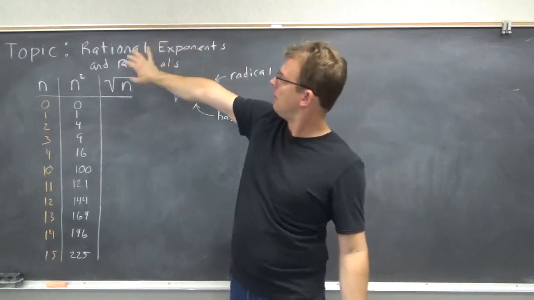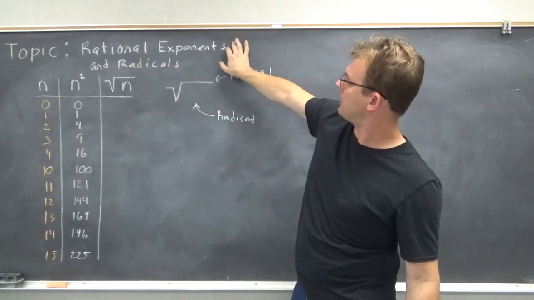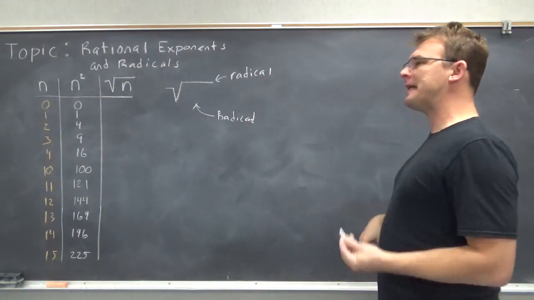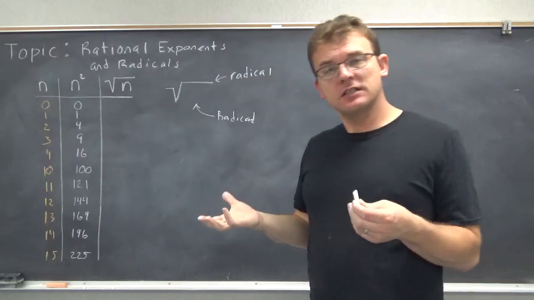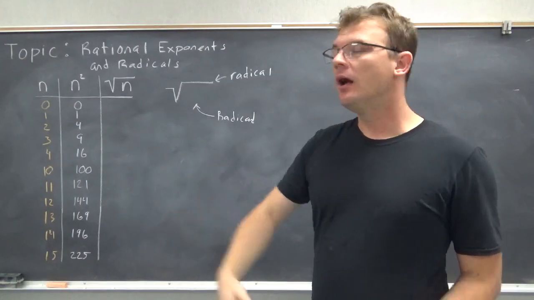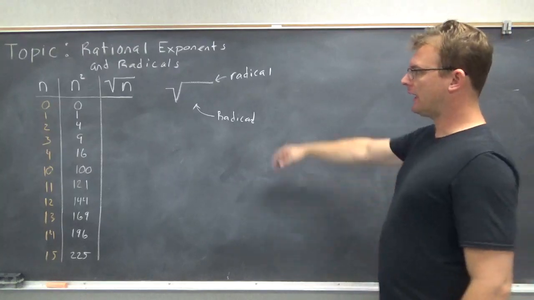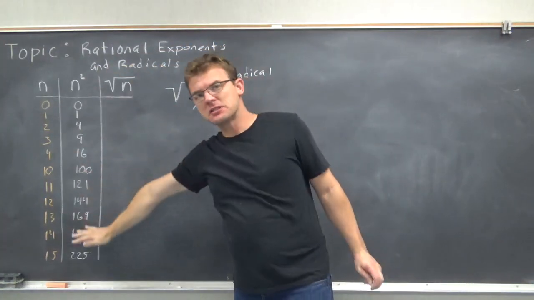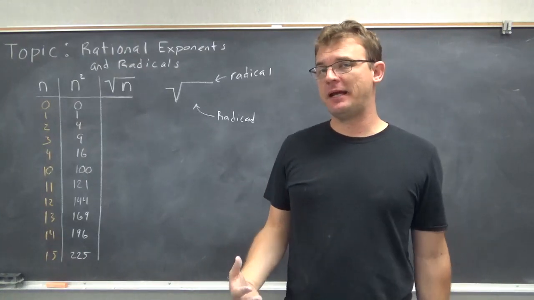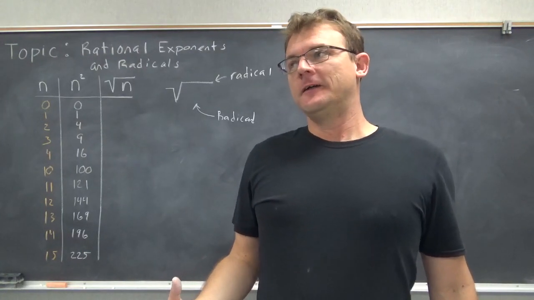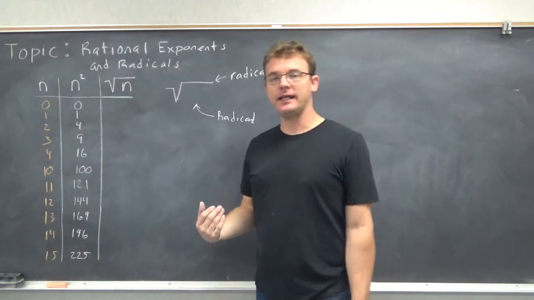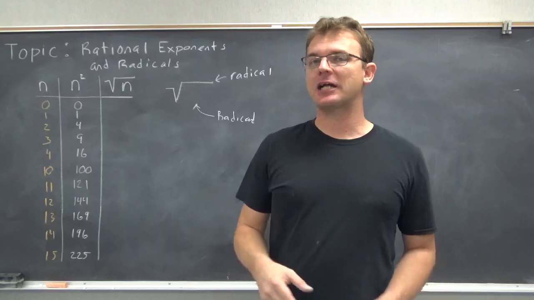Our topic is rational exponents and radicals. Now, this can seem a little bit troublesome at first, but once you get the idea, it should flow. So what I want you to look at is this list of numbers to start out with. These are pretty basic numbers that you should have memorized. Yes, memorized, because it will be a lot easier for you to see these in action.